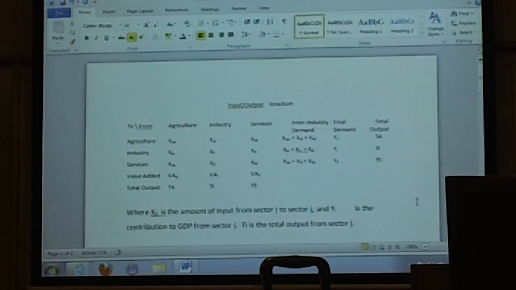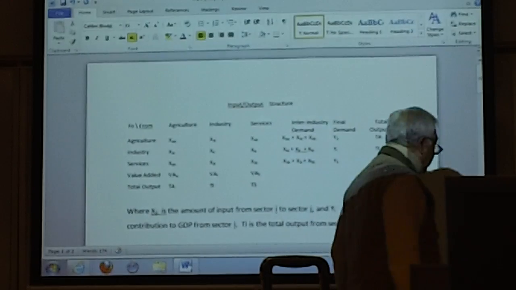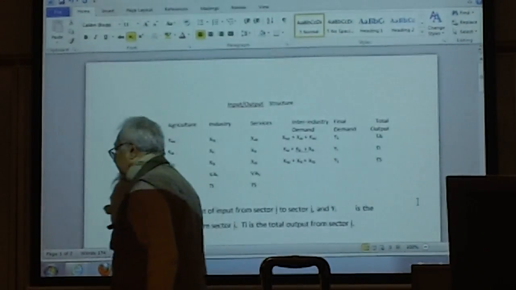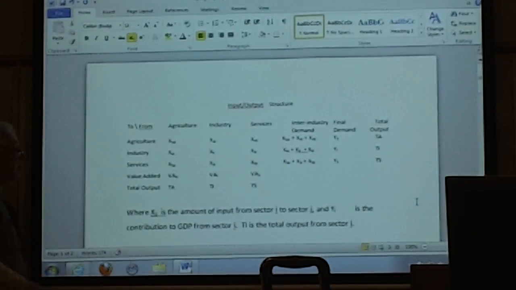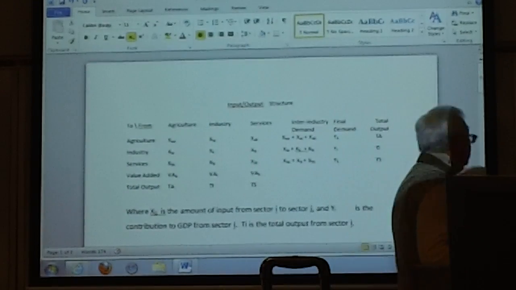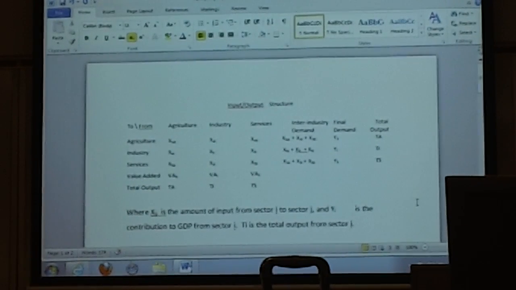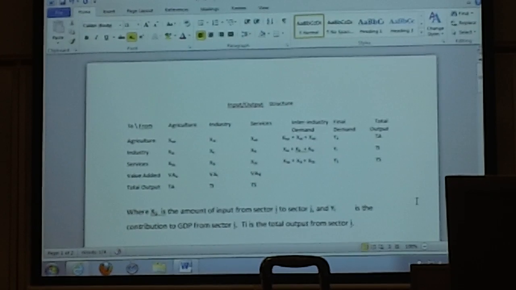So another way of looking at GDP is through the value added. Value added in agriculture plus the value added in industry plus the value added in services. All these three values of GDP are the same. You can also get GDP by income.